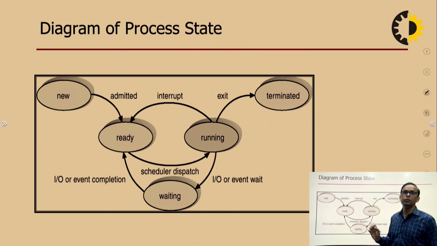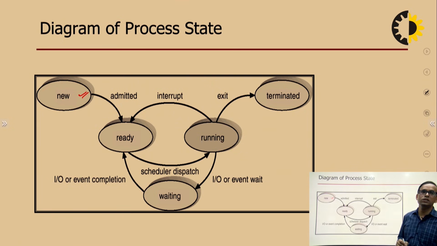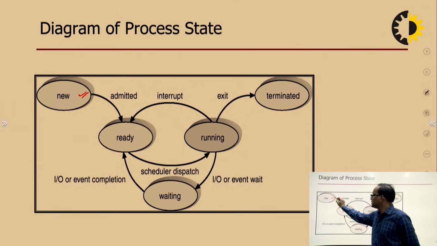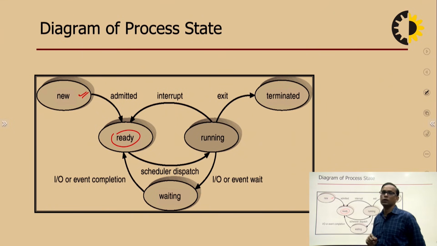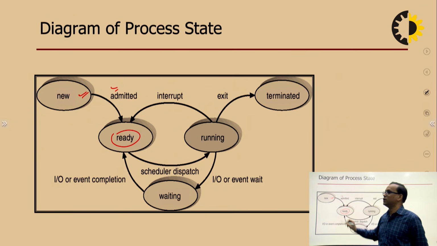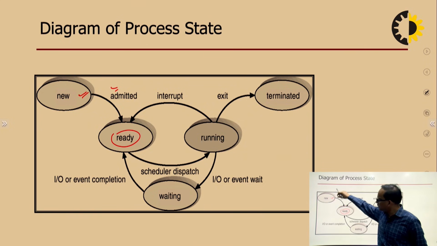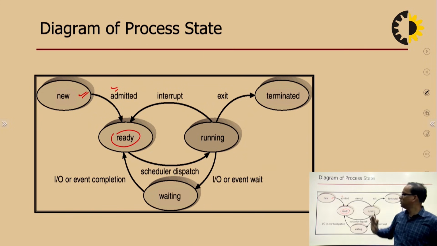This is the process state diagram, or process state transition diagram. First stage is the new state, whenever a process is created or submitted to the system. Now, whenever the process is loaded to the main memory, then it is the ready state, or here the label is admitted. This is the task of the long-term scheduler. Long-term scheduler is responsible to take the process from new state to the ready state.